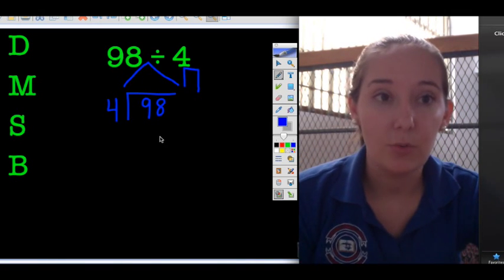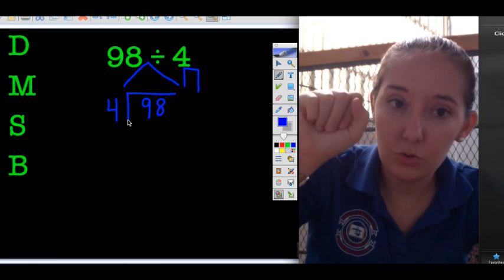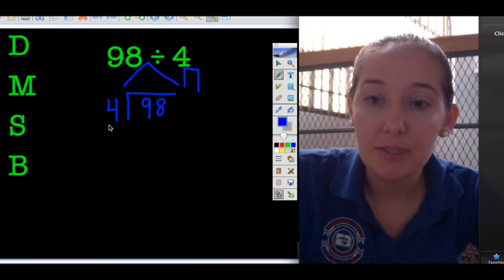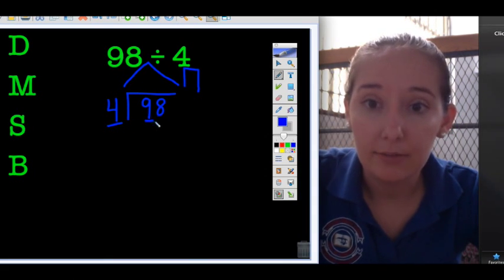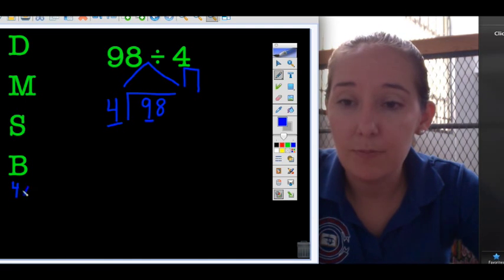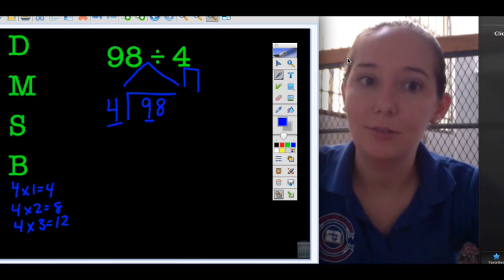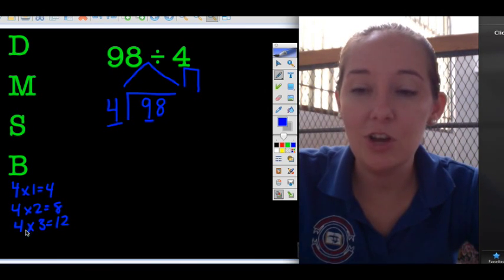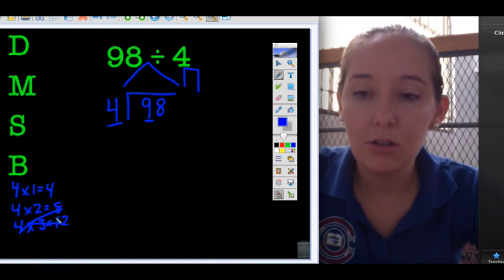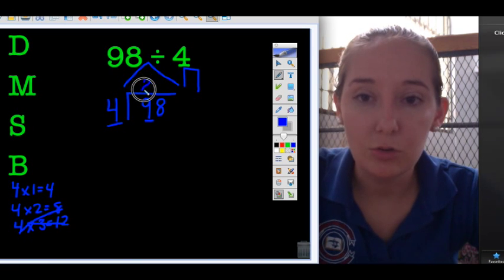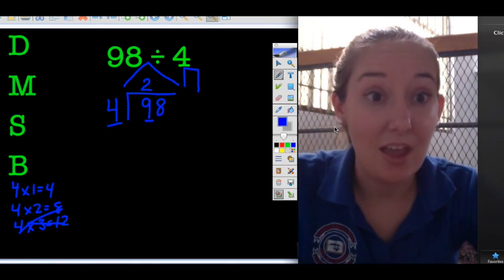Now, which numbers are we going to divide? 4 goes knocking on the door, and 9 comes to answer. So we need to think, how many times can 4 go into 9? Well, I know 4 times 1 equals 4. 4 times 2 equals 8. 4 times 3 equals 12. Too far. All right, 12 is going to be too far. So we know it can't be that. So the closest we can get is 4 times 2 is 8. So 4 can go into 9 2 times. So we're going to put our 2 right there in the attic.